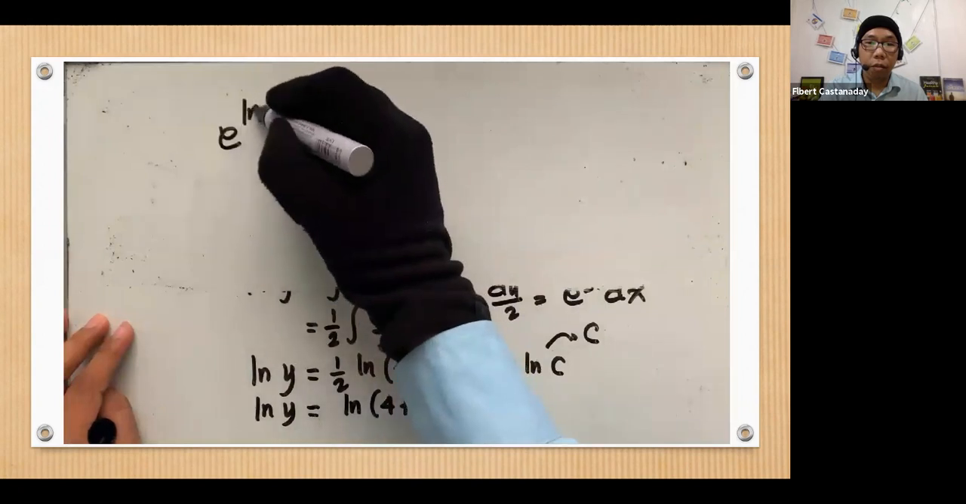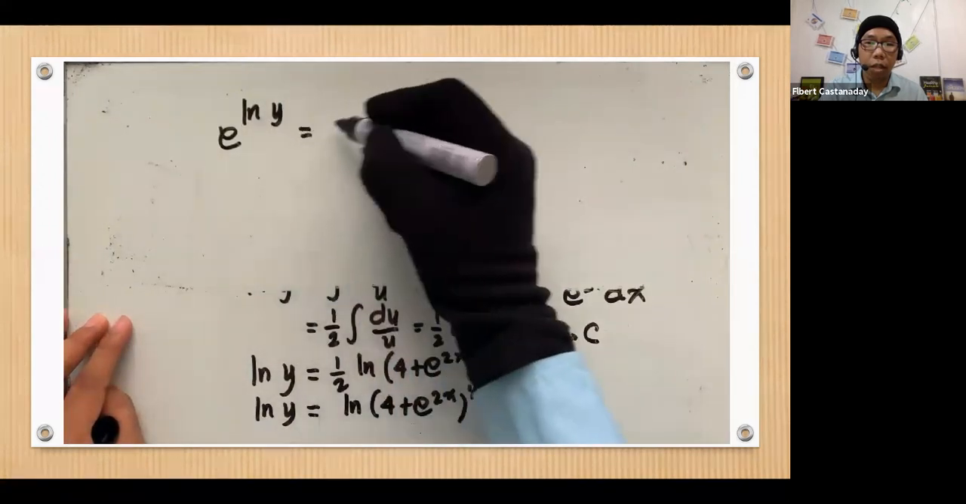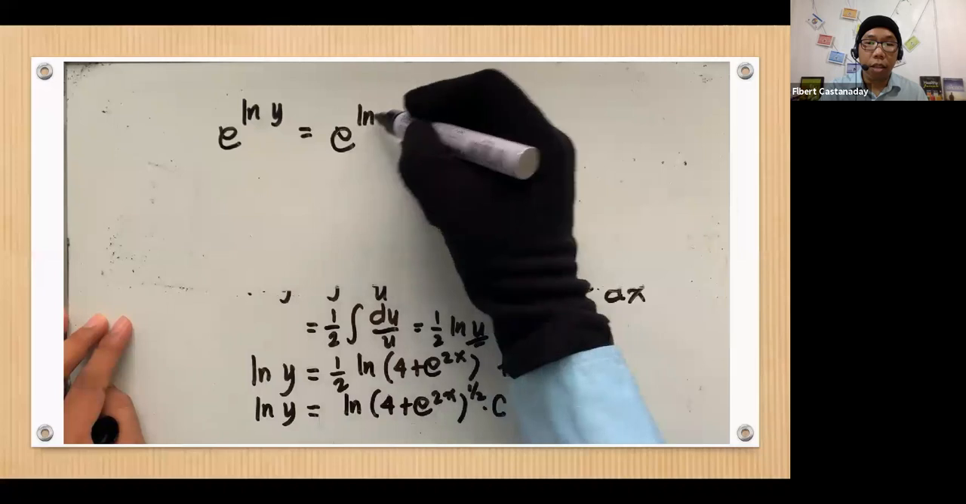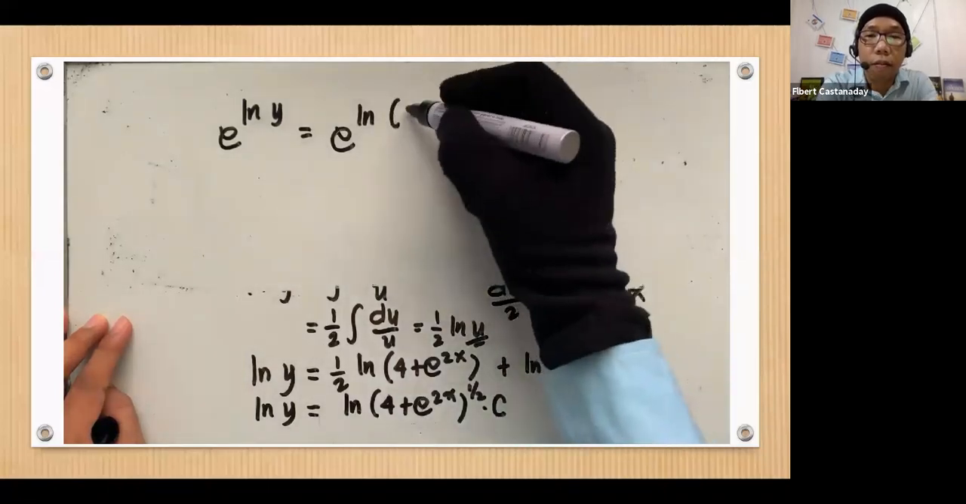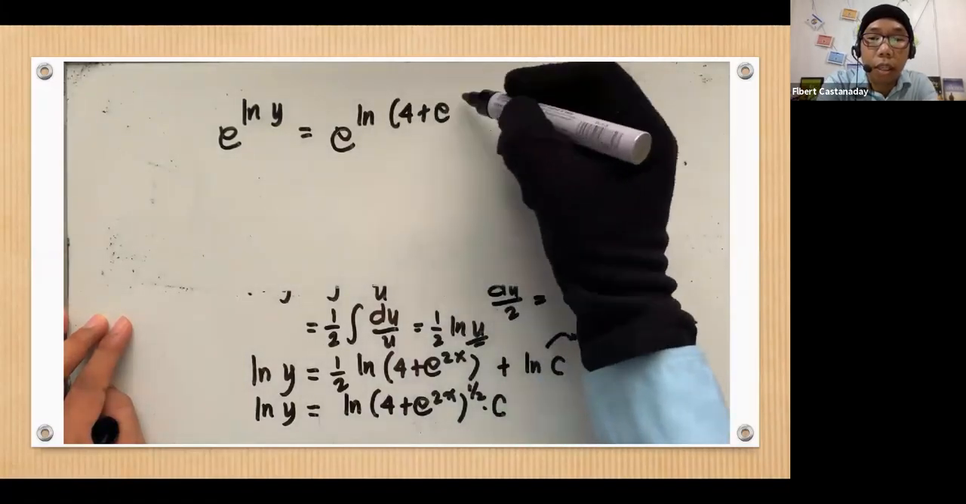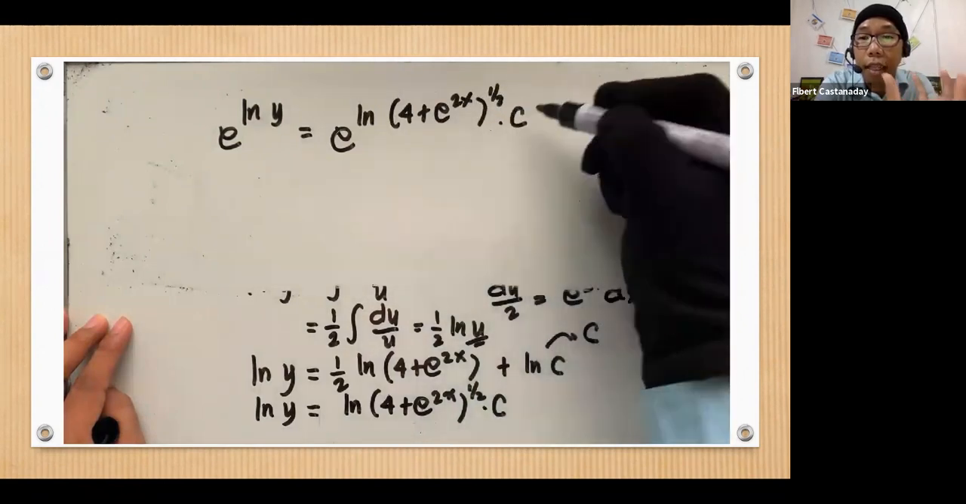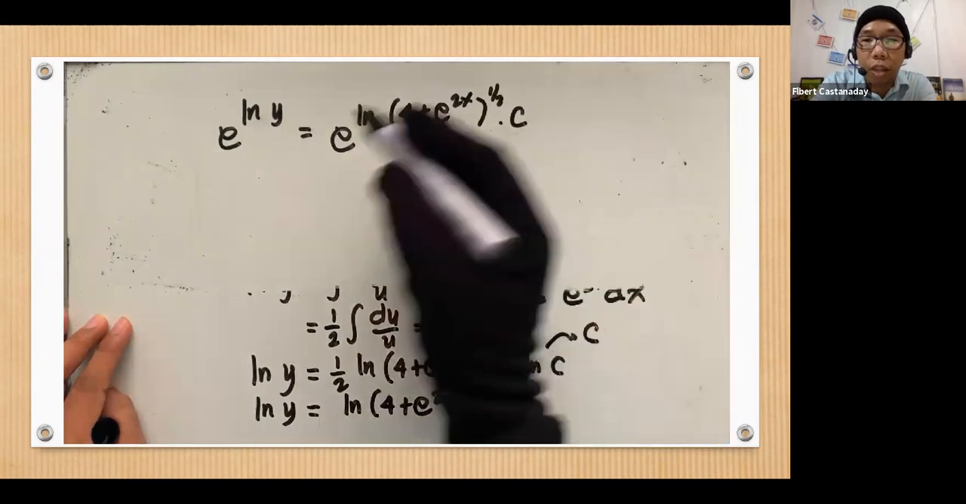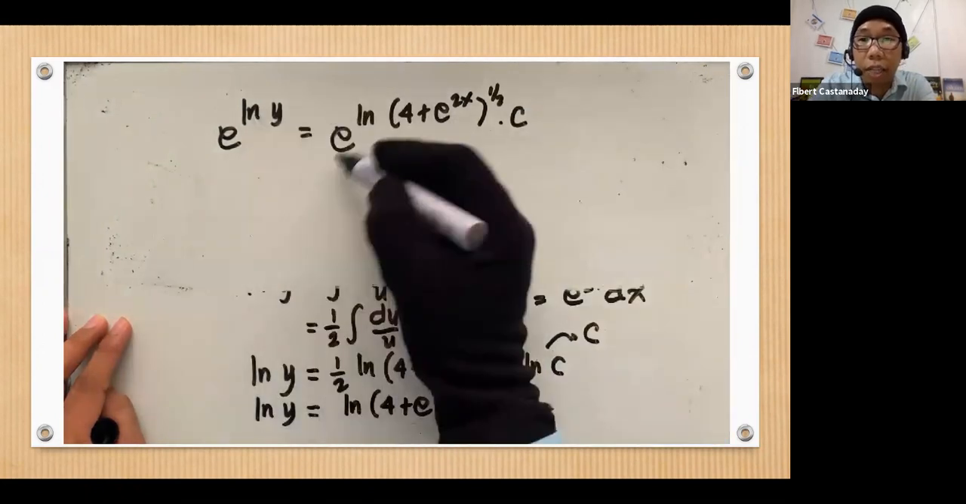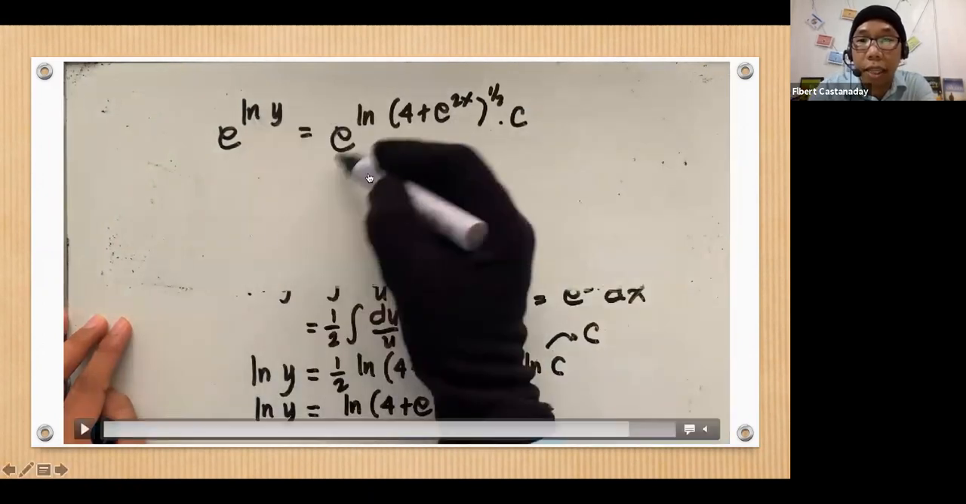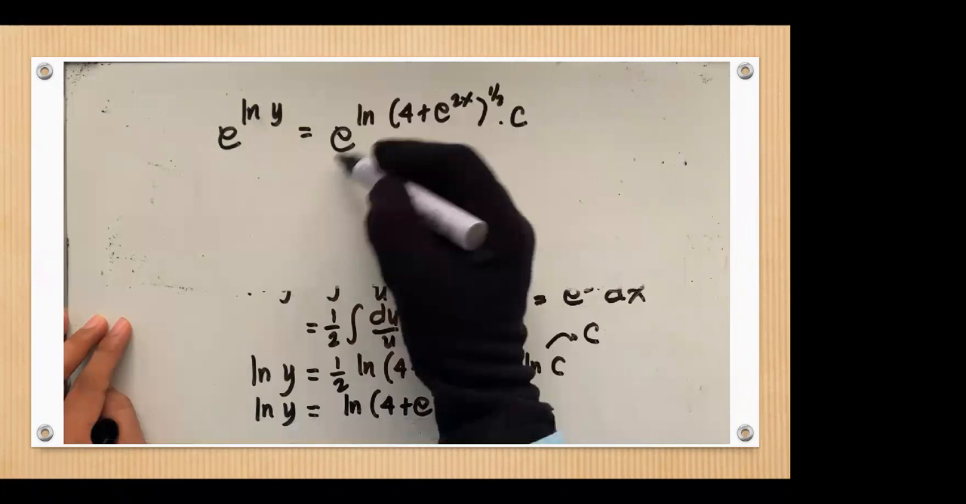So e raised to ln of y equals e raised to ln of 4 plus e raised to 2x raised to 1/2 times c. Nag-isang term na lang siya. May question ba dito, guys? Clear ba dito sa part na to kung bakit naging times c na lang siya? Yes po. Okay na, okay.